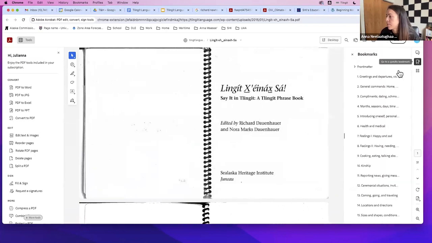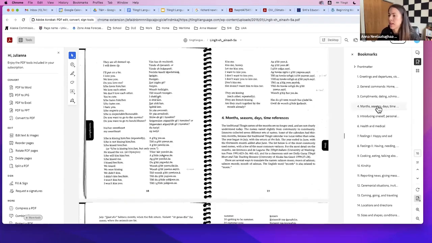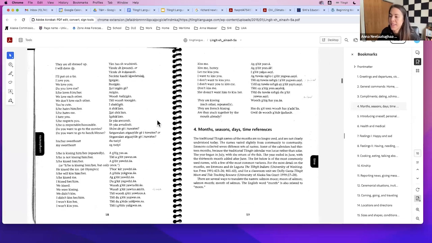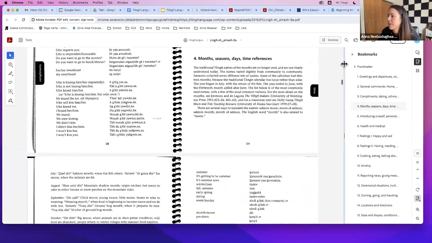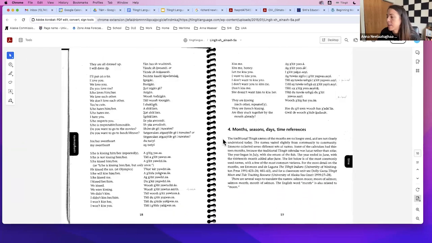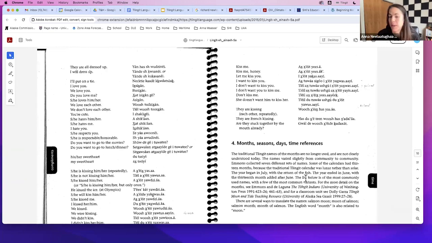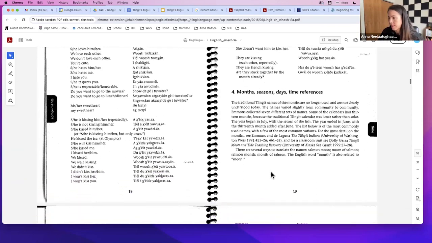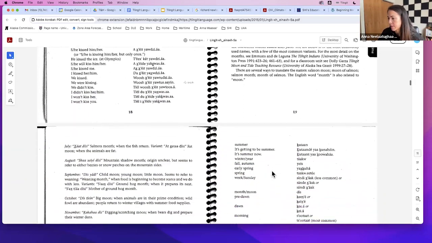And under the bookmarks, chapter 4 is months, seasons, days, and time. And we started talking about this a few classes ago with Shakhsani Keek. We talked about the names of the month and whether or not there's a beginning of the year. I've seen different resources that talk about the beginning of the year. If there is one, it seems to depend on where you're at and how you view your seasons.